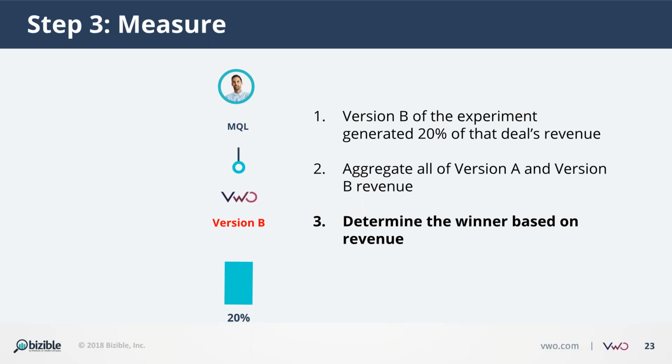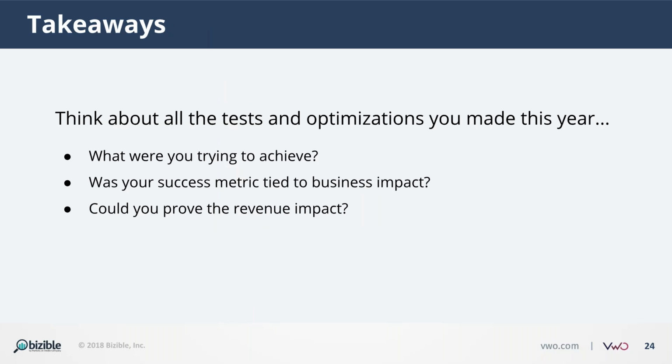So to wrap this up, and it looks like we'll be a little ahead on time, so I have lots of time for questions. I want you all to think about the different tests and optimizations you ran this year. What were you trying to achieve with each of them? And were those success metrics tied to true business impact? And most importantly, could you prove the revenue impact of those efforts?